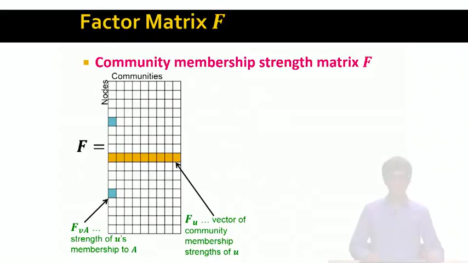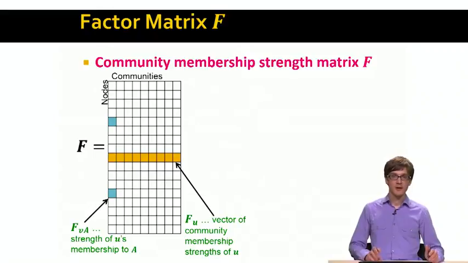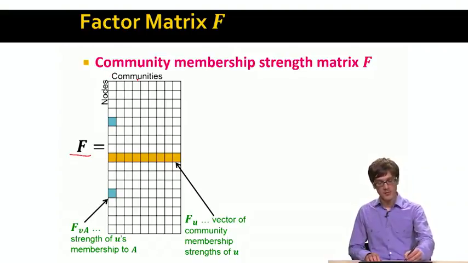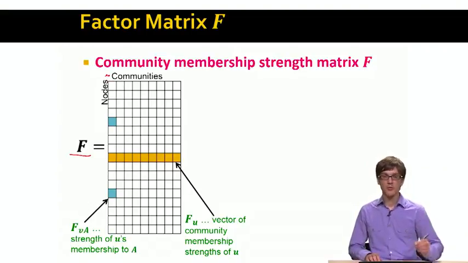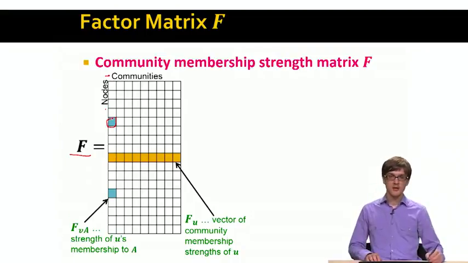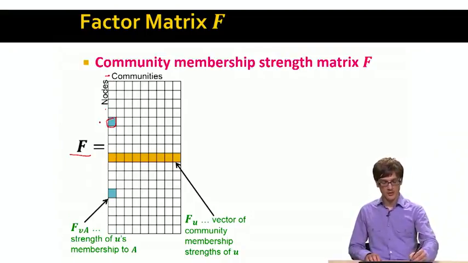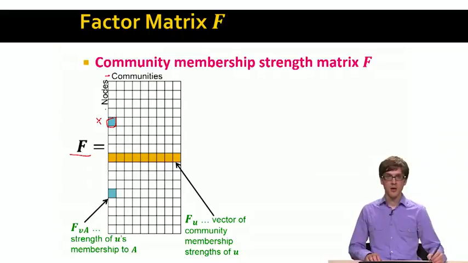In order to achieve this, we first have to define what we will call the community membership strength matrix F. Let me tell you what its structure is. This matrix F has a number of columns equal to the number of communities in our network, and the number of rows equals the number of nodes of the network. Every entry of this matrix tells us to what degree a given node in a given row belongs to a given community in a given column.